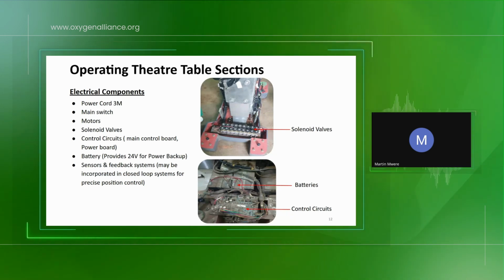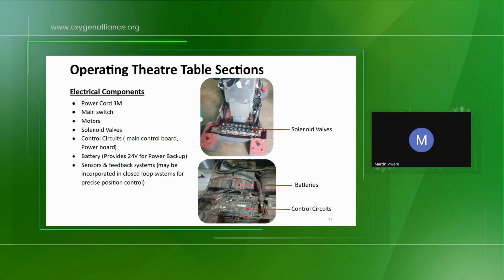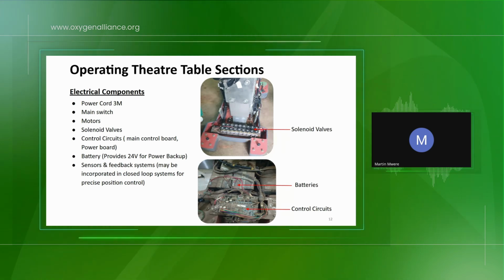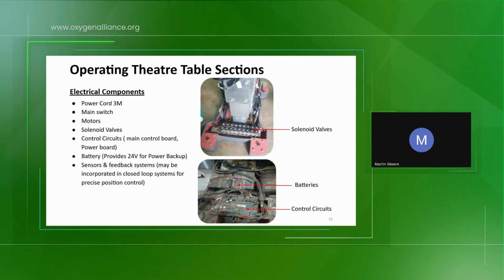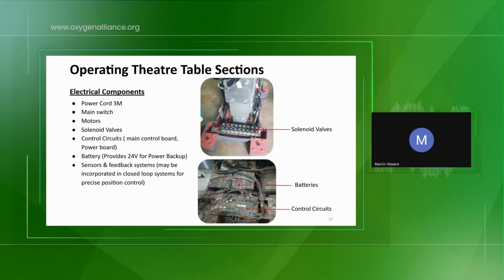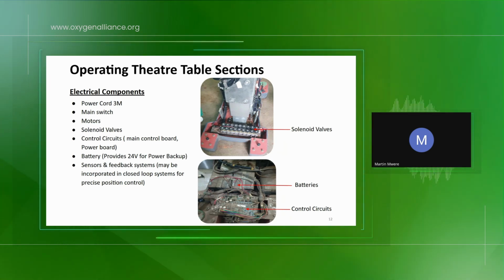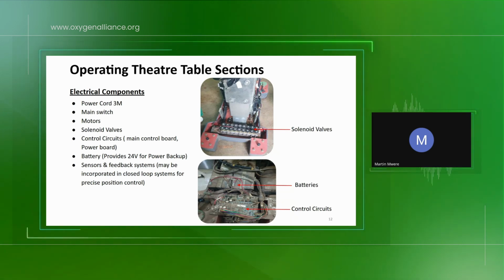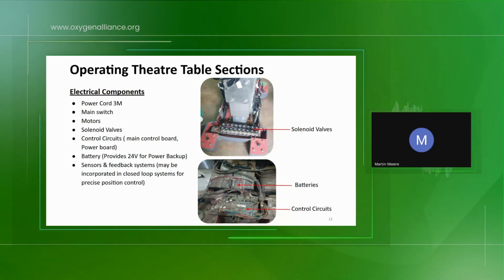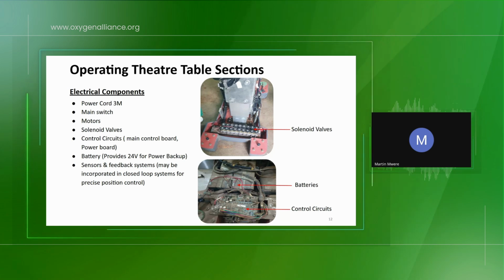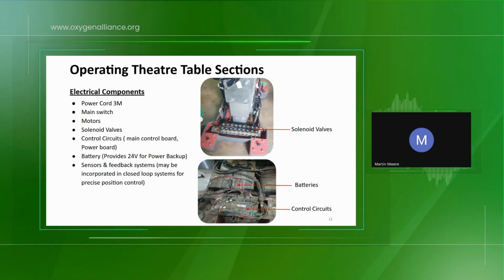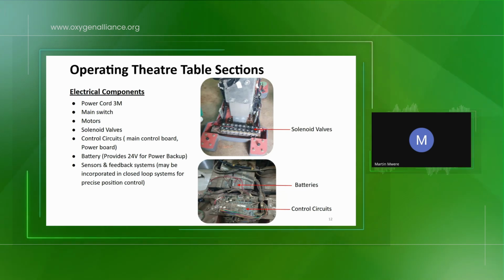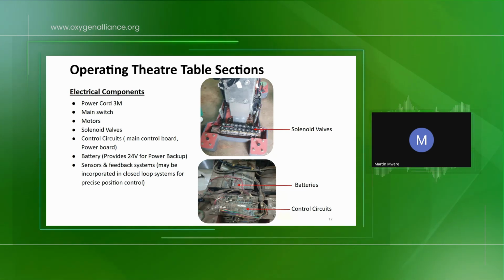We have the batteries who will be able to provide 24 volts for a power backup. In case there is no electricity, the chair should not be interrupted. We have the sensors, and once a sensor senses, it gives what we call a feedback mechanism. Remember in class, you studied the open and closed loop systems for position control, and how the sensors are working.